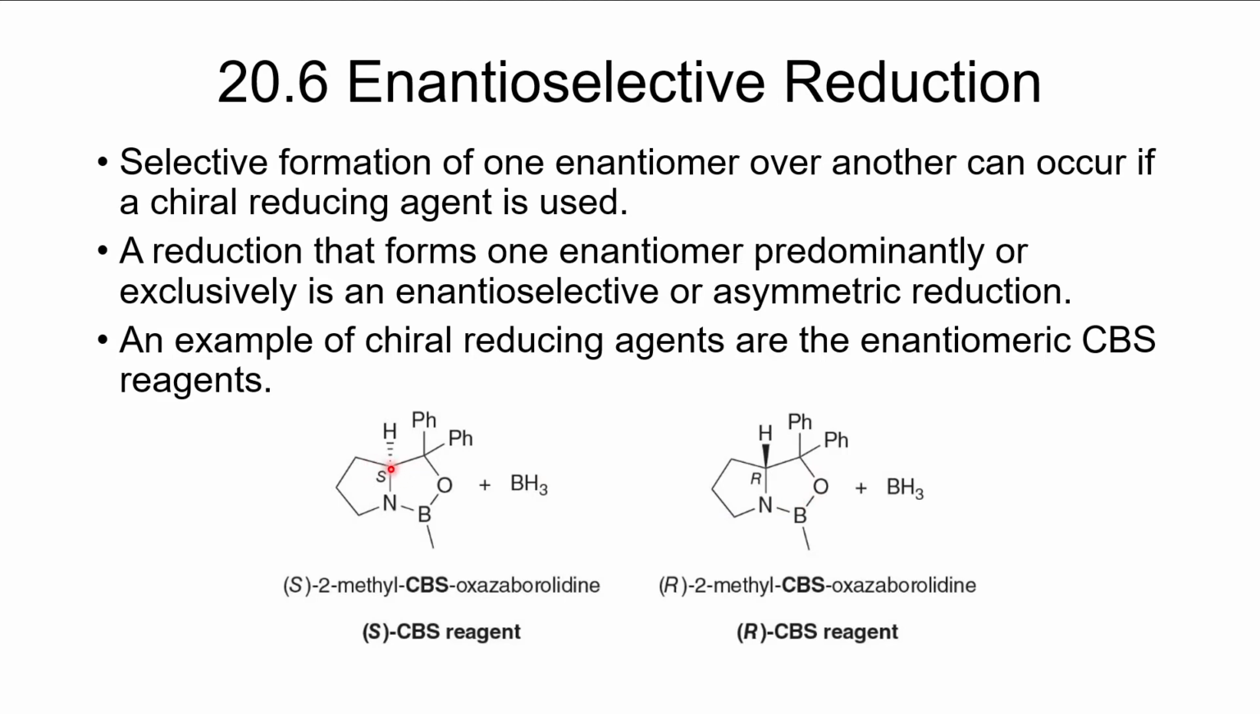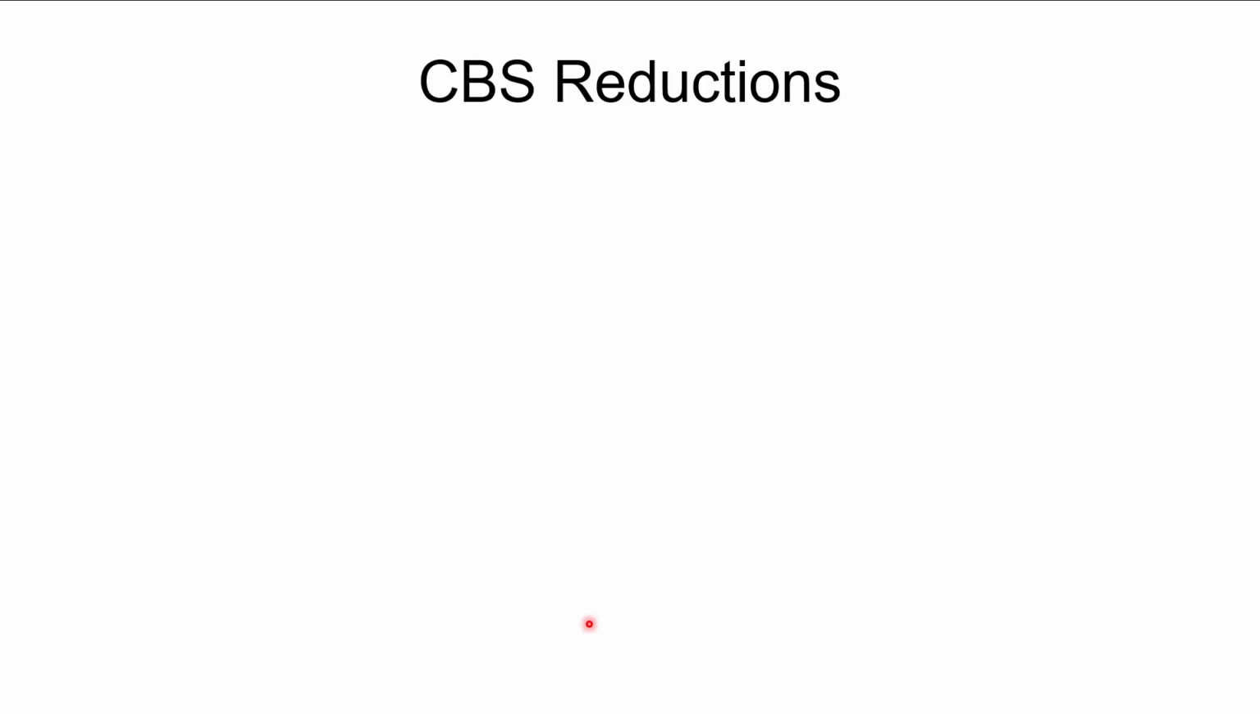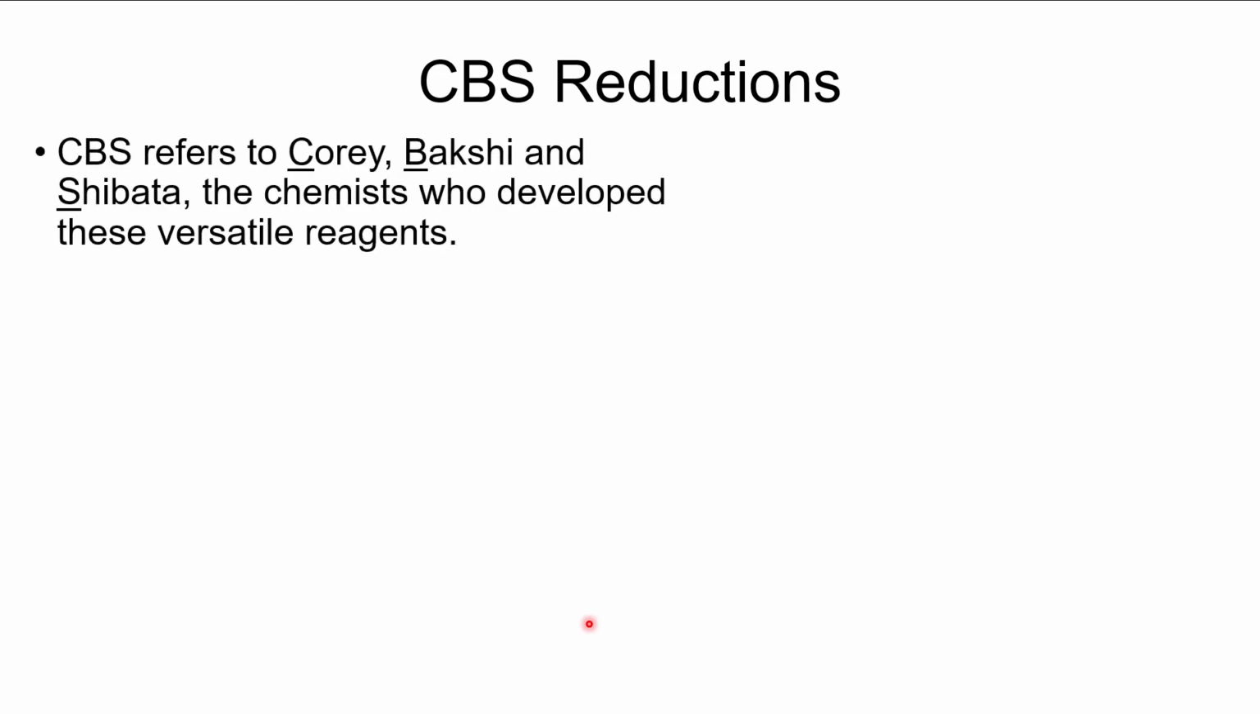It's this carbon that is at this bridgehead. This one's S, this one's R, and then those are our CBS reagents. So why do we call these CBS reagents? The reason we call them CBS reagents is because they were developed by three chemists whose initials of their last names are C, B, and S. And so that's Corey, Bakshi, and Shibata.